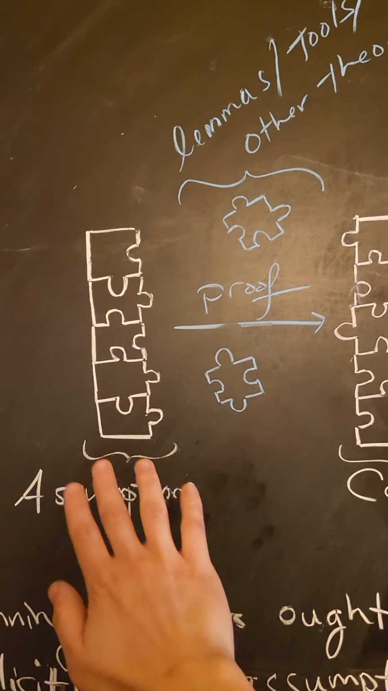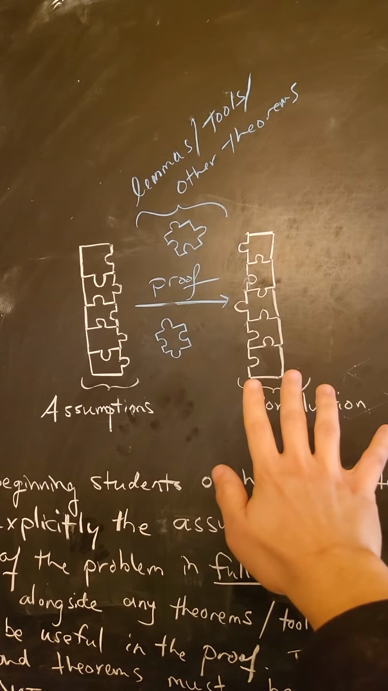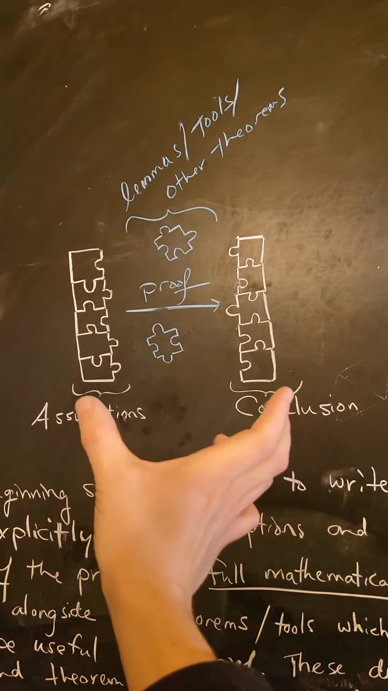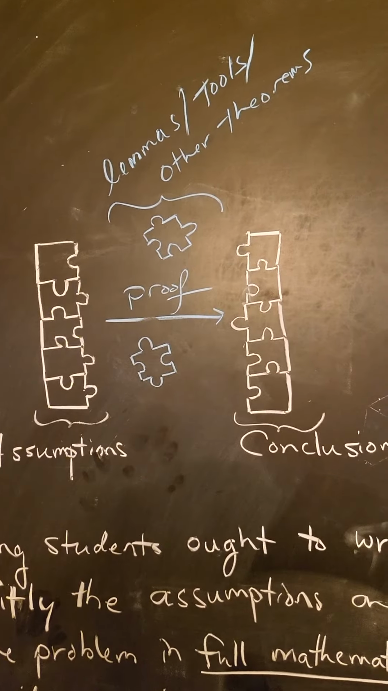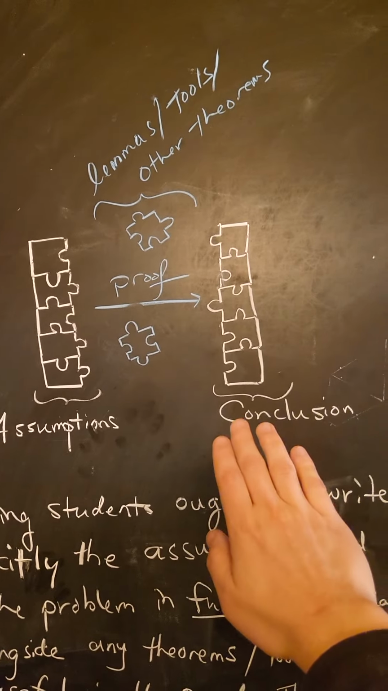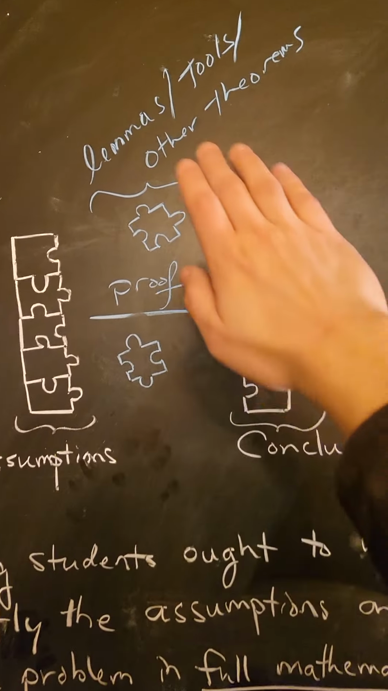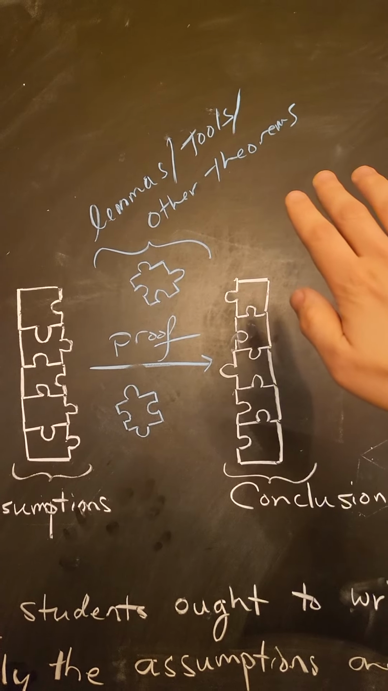But most of the time you're handed the assumptions, you're handed the specific nature of the conclusions, and then it's just a matter of taking these two vertical columns and sticking them together in a rigorous way. However, for a more complicated proof, you're not just going to be able to immediately link the assumptions to the conclusions. You're going to have to use lemmas, tools, and other mathematical theorems and or calculations.